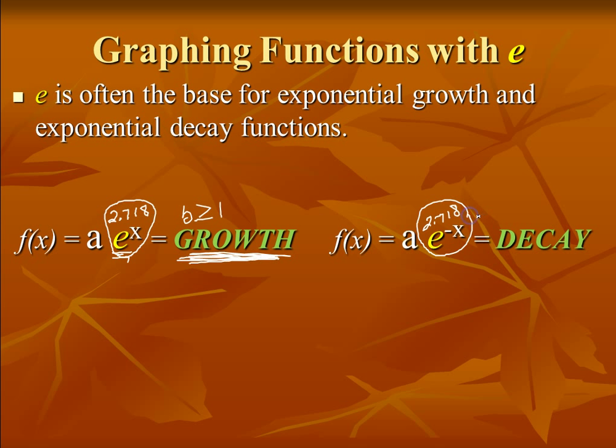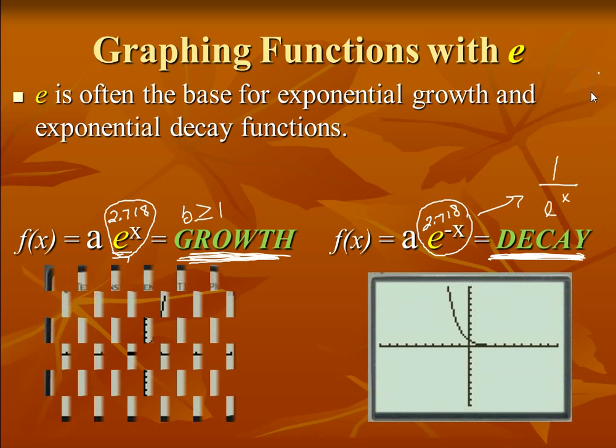So what does this tell us? Since this is a negative power, this is actually 1 over e to the x. Since it's 1 over, this is now a fraction less than 1. And since it's less than 1, this one is a decay. So you really got to be careful when you see these powers. That's a negative power. Bringing it to the bottom makes it decay. That makes it less than 1.